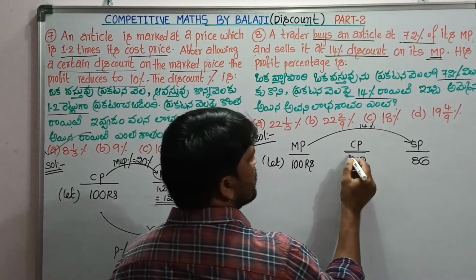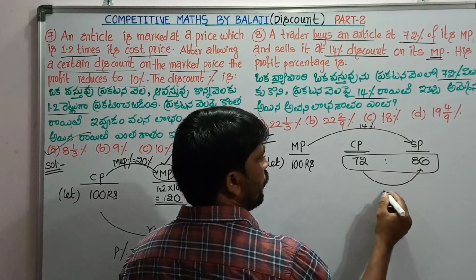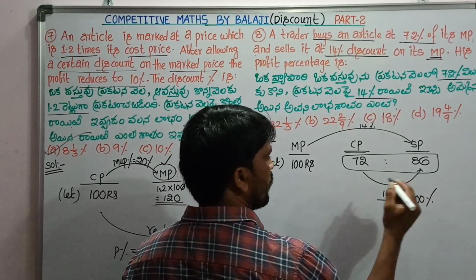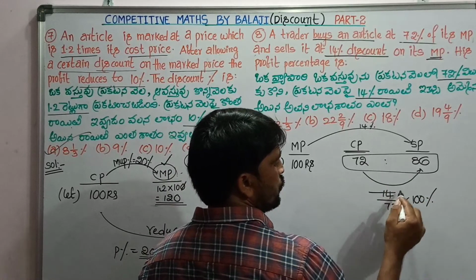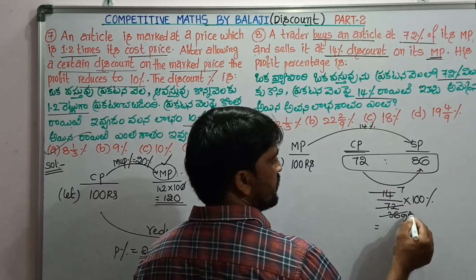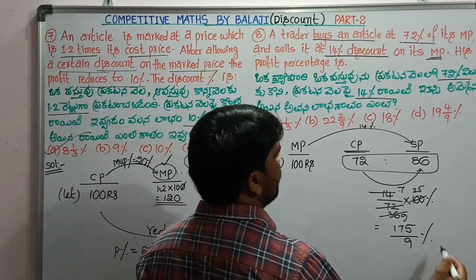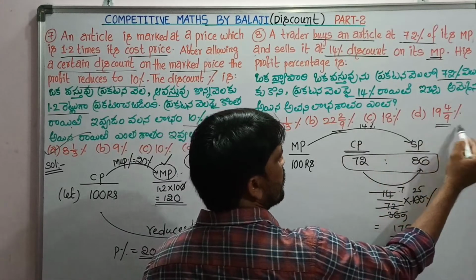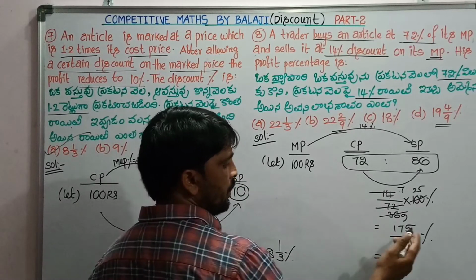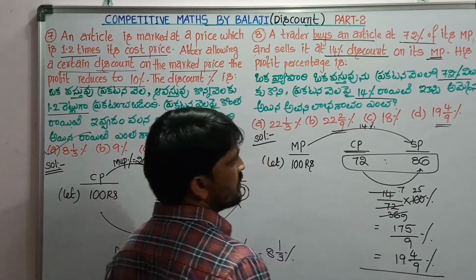We have to find the profit percentage. So consider the ratio of cost price to selling price. There is a 14 rupees profit over cost price 72, into 100%. 2 sevens are 14, 2 threes are 6. 4 nines are 36, 2 fives are 10. 7 twenty-fives are 175 over 9%. The denominator must be 9, so the answer must be B or D. Let us see. 9 ones are 9. Remainder is 8, 85. 9 nines are 81. Remainder 4. So 19 whole 4 by 9% is his profit.